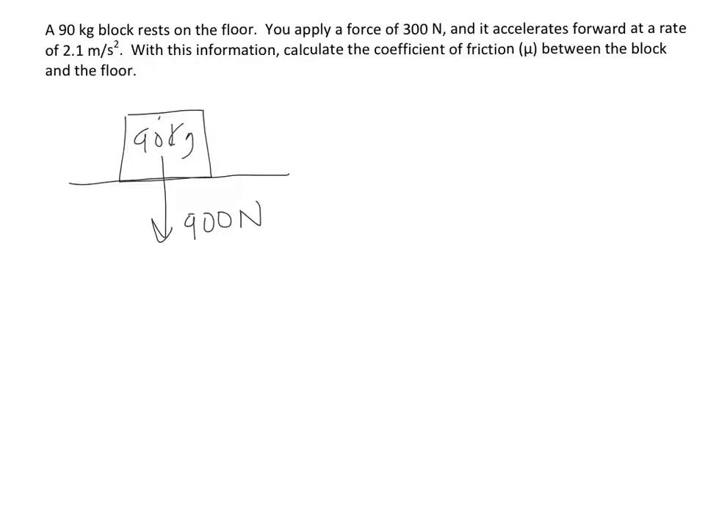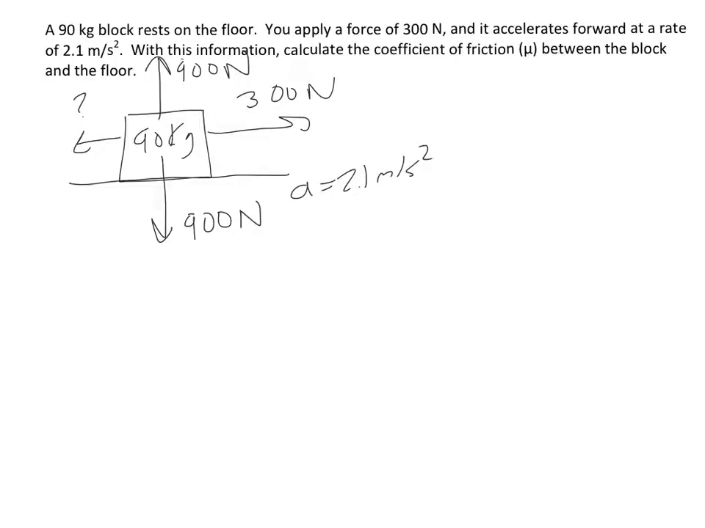It's going to be supported with the normal force of 900 newtons because we're not in an elevator, nothing else is pushing on it, it's not falling through the floor. We are applying a force of 300 newtons. And according to the problem, it looks like there's some friction, but we don't know how much yet. And we know it does accelerate at 2.1 meters per second squared, and we're going to assume that's forward in the same direction. So our goal is to find the coefficient of friction.